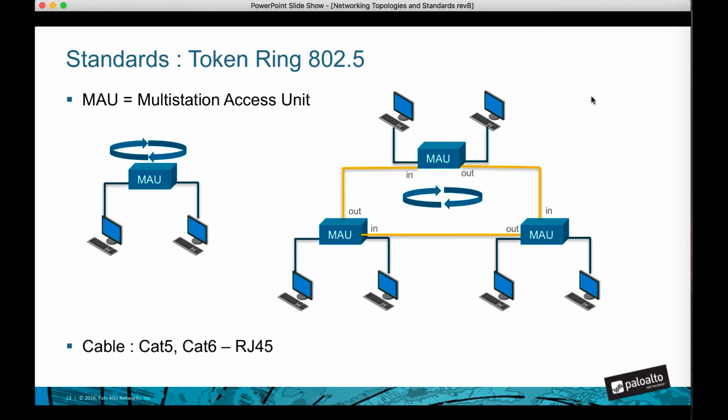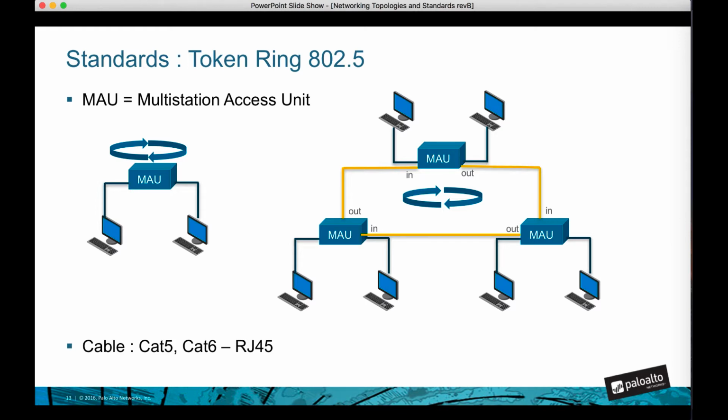Token Ring 802.5 is the standard published by the IEEE. It still exists in some legacy networks, and it has the concept of the MAU, Multi-station Access Unit, that will connect the PCs and devices in a ring fashion.